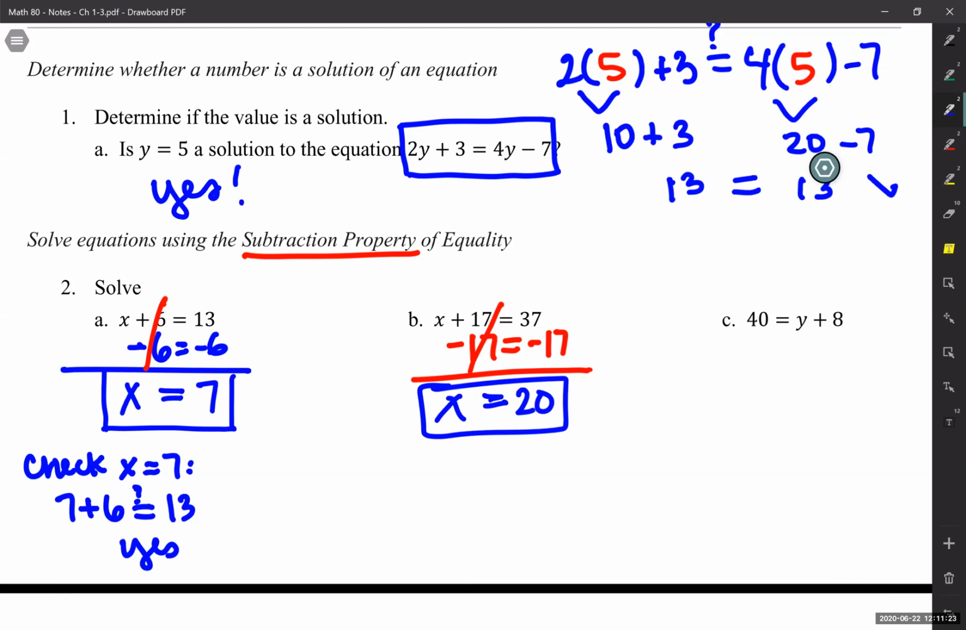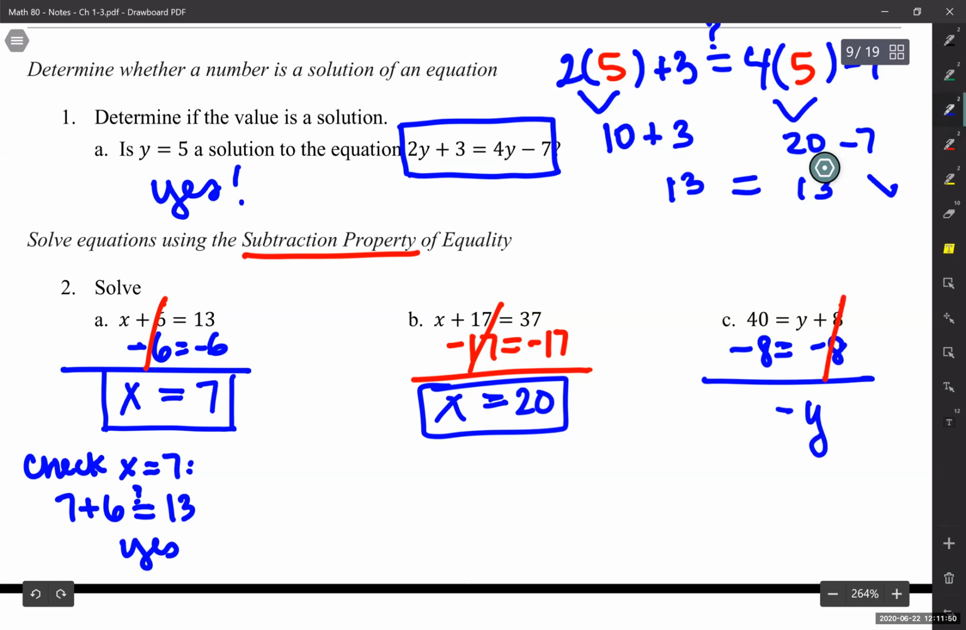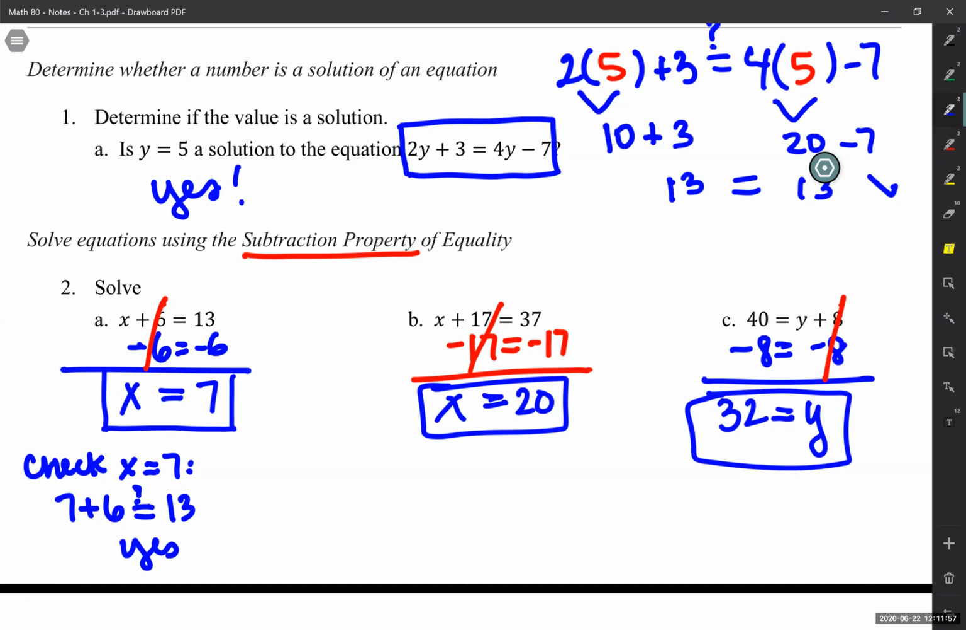And finally, we have one last addition equation. You'll notice that the variable is on the right-hand side, and that is not a big deal. We can just leave it right there. We're still focusing on what we're doing to that variable. So in this problem, we are adding 8, and I want to undo that by subtracting 8 from both sides. So I can subtract 8, and I end up with y equaling, and then 40 take away 8, I get y equals 32 as the final answer.